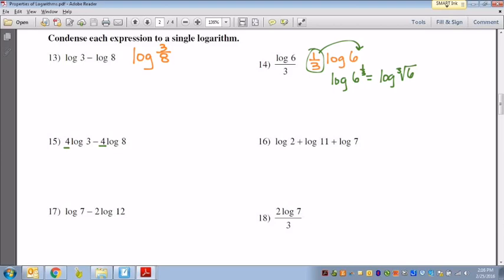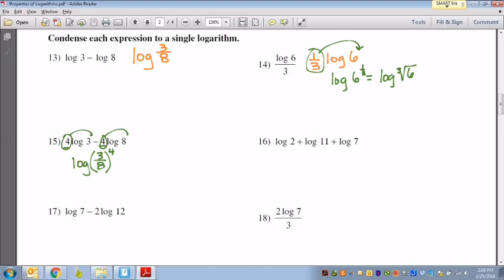All right, number 15, again, subtraction, but notice how both of them have a 4 in front. So that means they both have an exponent of 4, meaning when I write my one logarithm and write 3 over 8 because I'm subtracting, this 3/8 is all to the 4th power. Okay, number 16.